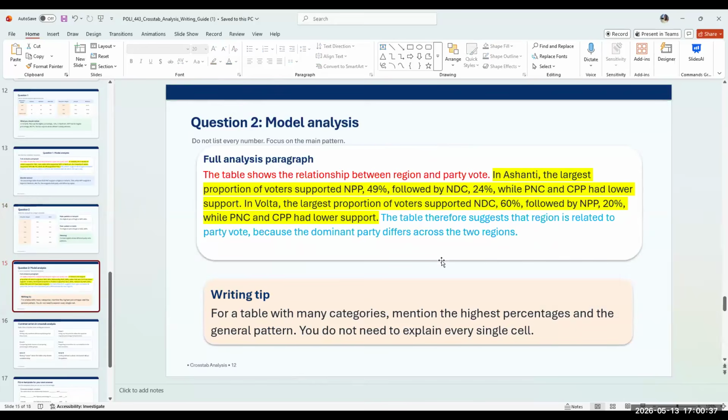In Volta, the largest proportion of the voters supported NDC, 60%, followed by PNC's 20%, whilst PNC and CPP had lower support. The table therefore suggests that region is related to what? Party vote, because the dominant party would differ across the 2 regions.